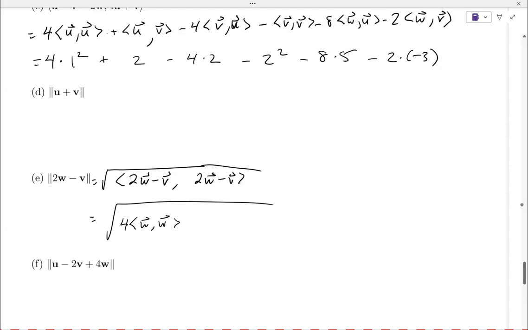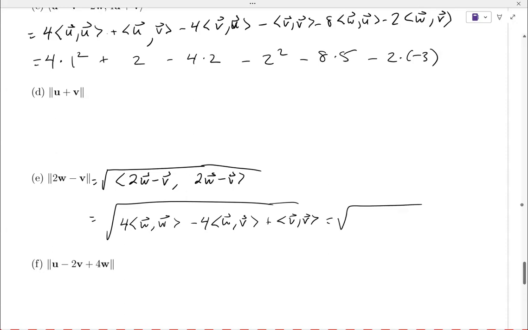Yeah, a couple of 2WVs, right? And then plus the VV. Notice the term in the middle, I got the same term twice, right? I got a minus 2WV and a minus 2VW, but we know that it's commutative, so we just get a 4WV or a 4VW, whichever way you want to talk about it, right? And again, do we know these values? Yeah.